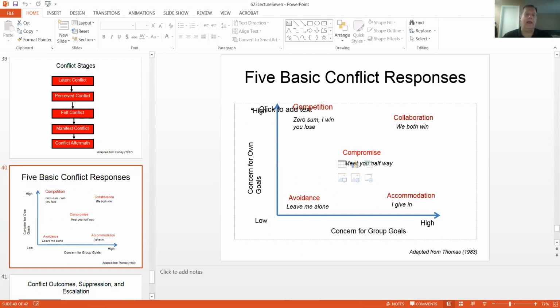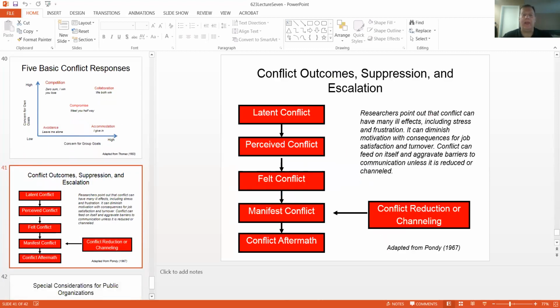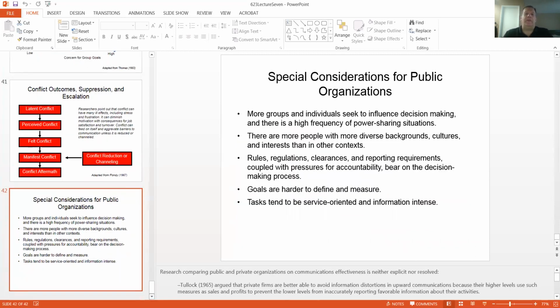Where you hope to be, obviously, is collaboration, a concern for group goals as well as concern for your own goals. This is the interpenetration. This is the integration way of dealing with conflict, according to Mary Parker Follett. Remember, Mary Parker Follett argued there's domination, there's compromise, and there's integration. The domination is the competition, the compromise is the compromise, the collaboration then is the interpenetration and the integration. So again, the latest place in which you want to intervene is going to be at the manifest conflict stage. But the earlier you can intervene, the earlier you can reduce the conflict or rechannel the conflict, usually the better for effective managers. So what does this all mean then for public organizations?